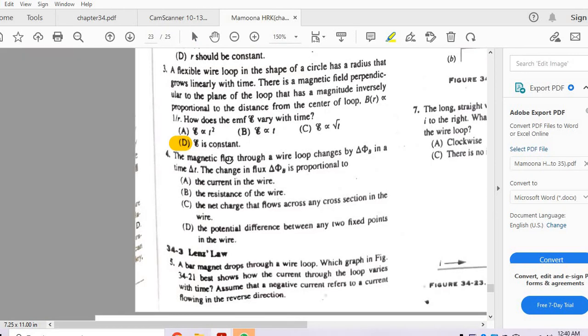Question number 4 is, the magnetic flux through a wire loop changes by delta phi B in a time delta t. The change in flux delta phi B is proportional to the current in the wire, the resistance of the wire, the net charge that flows across any cross section in the wire, or the potential difference between any two fixed points in the wire.